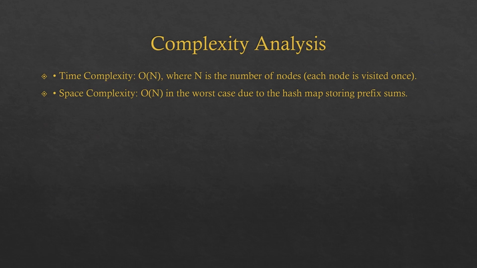Now let's analyze the time and space complexity of our solution. The time complexity is big O of n, where n is the number of nodes in the tree. This is because we visit each node exactly once. The space complexity is also big O of n in the worst case, as the hash map may store up to n prefix sums in the case of an unbalanced tree.